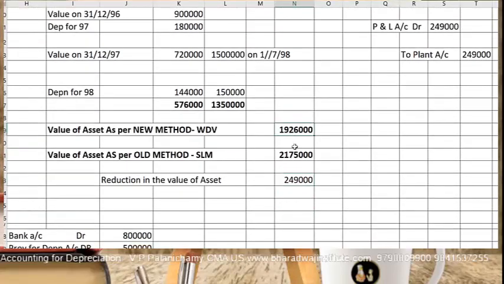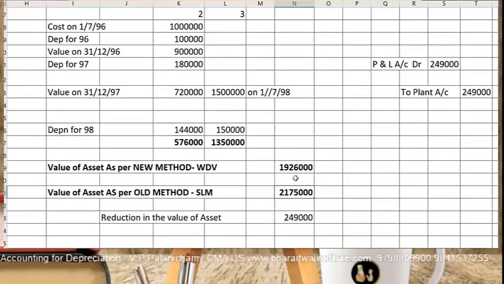As per old method, this is a value. As per new method, 19,26,000 is the value. As per old method, 21,75,000. From 21,75,000 to 19,26,000 we have to reduce. So earlier we used to charge this in plant account. Now it will go to provision for depreciation account. It will not go to plant account. This change will be recorded in provision for depreciation account.